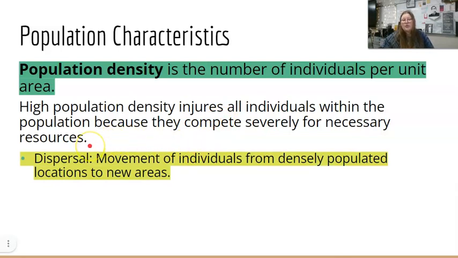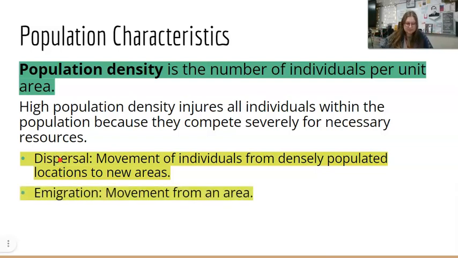So when we look at population density, we look at how different populations or individuals move. There's a couple terms here we're going to define. The first is dispersal. Dispersal is the movement of individuals from densely populated locations to new areas. We've seen this with humans. During the Industrial Revolution, humans clustered in cities and we were super, super densely populated. And then with the invention of cars, we were able to move away. So we dispersed.